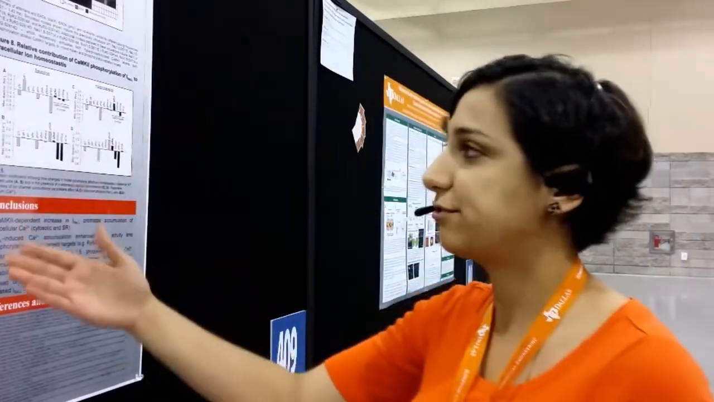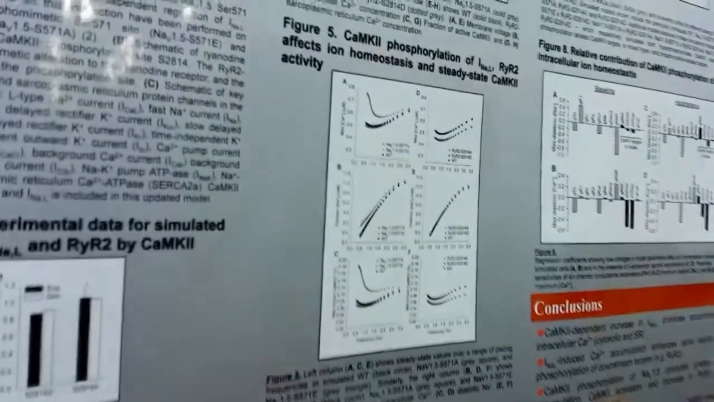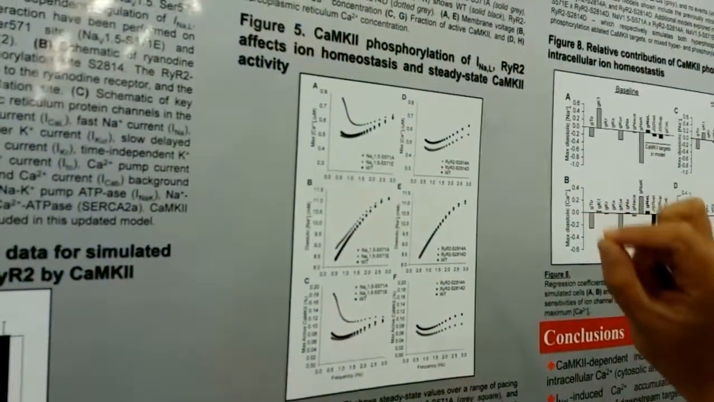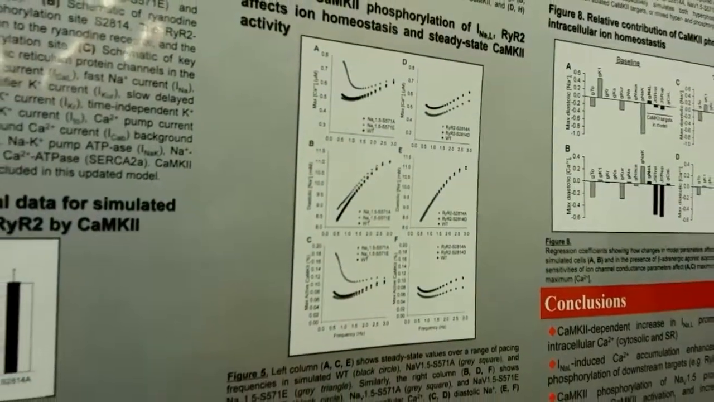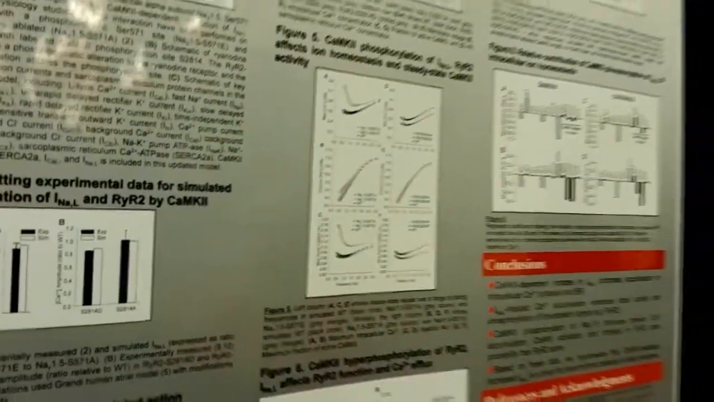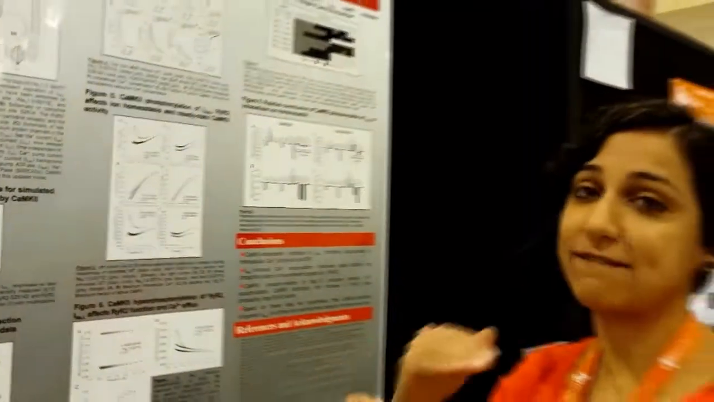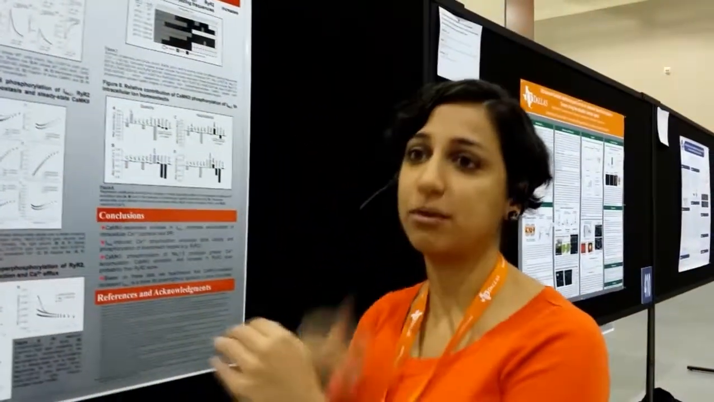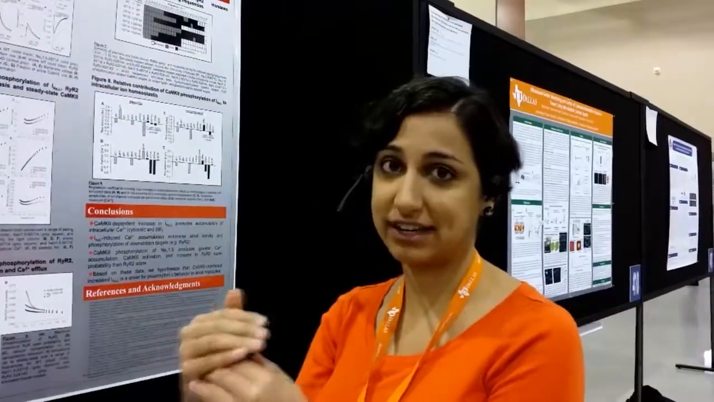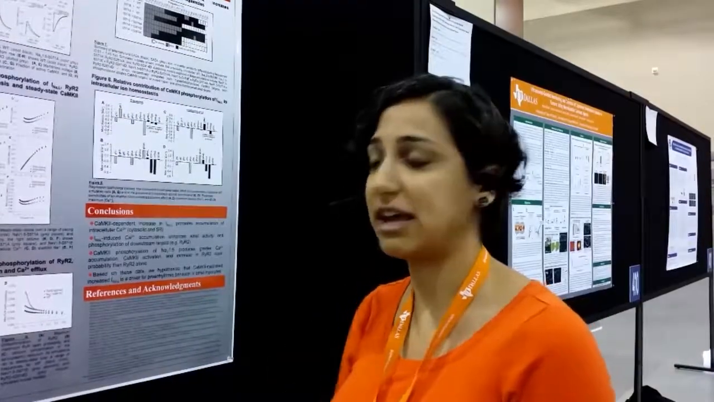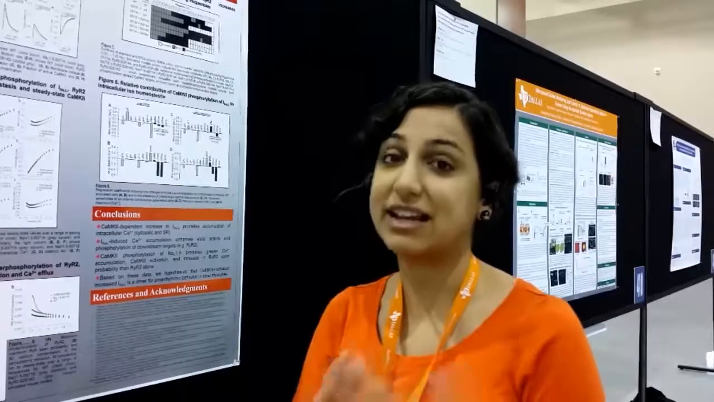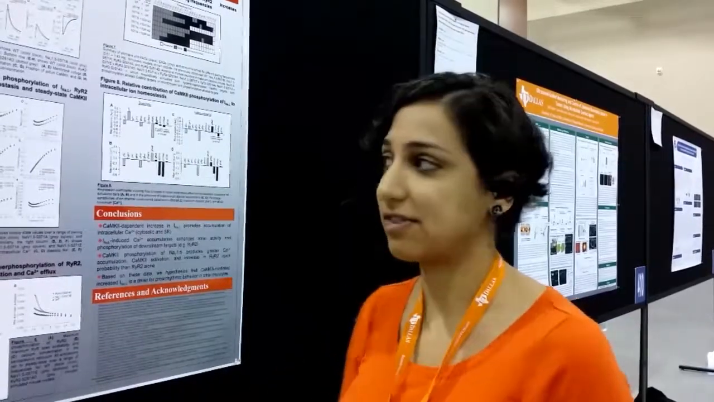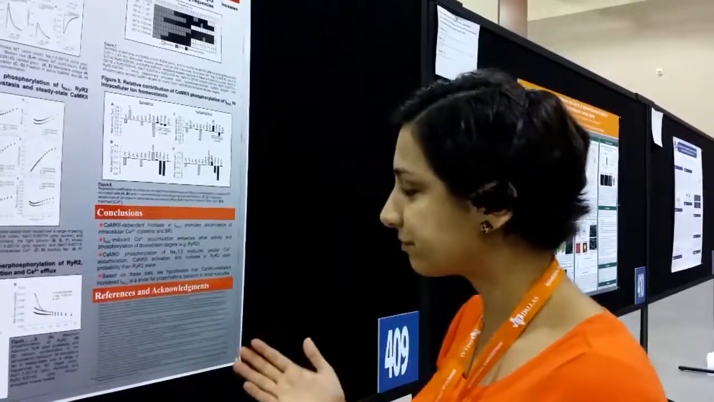And when CaMKII phosphorylates the late sodium current, I get this increase in my calcium dynamics, an increase in my sodium concentration accumulation, and increased CaMKII activity, suggesting that when CaMKII phosphorylates late sodium current, it goes into a positive feedback loop and then increases CaMKII activity again. I did not get that kind of behavior when CaMKII phosphorylated 100% of my ryanodine receptors. In fact, I got decreased behavior in that cell model.